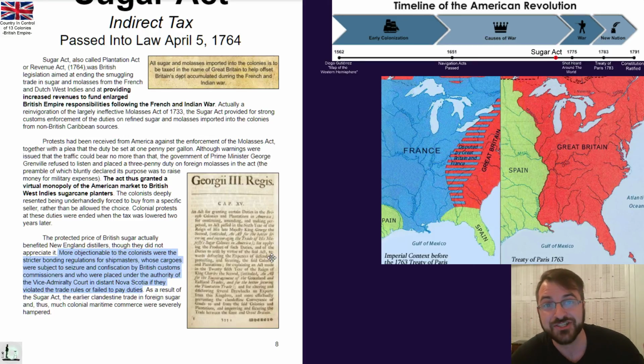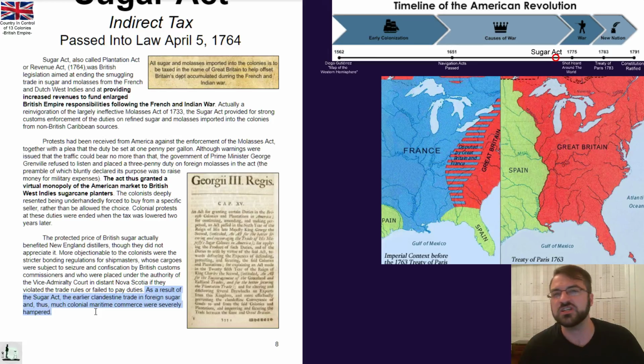And oh, by the way, you know that ship that you had all your stuff on? Yeah, the government just took it. It's theirs now. So people were angry a lot about that stuff. And as a result of the Sugar Act, the earlier clandestine, the earlier more normal chill out trade in foreign sugar, and thus much colonial maritime commerce, was severely hampered. Blah, blah, blah. People were making less money. So people are going to have to face harsher penalties, and they're making less money. People are angry about it.